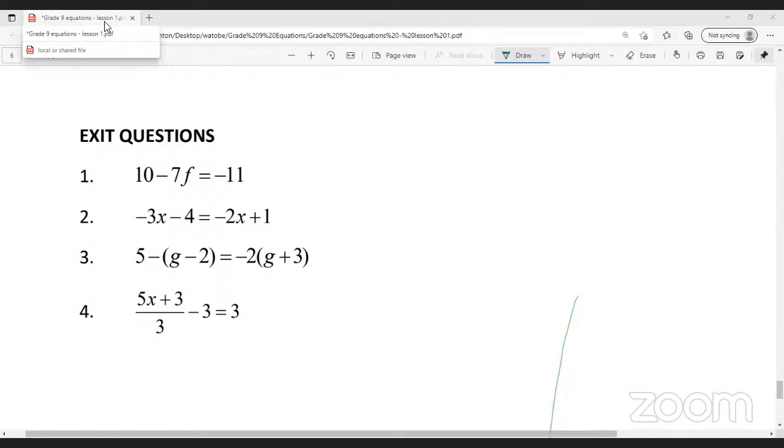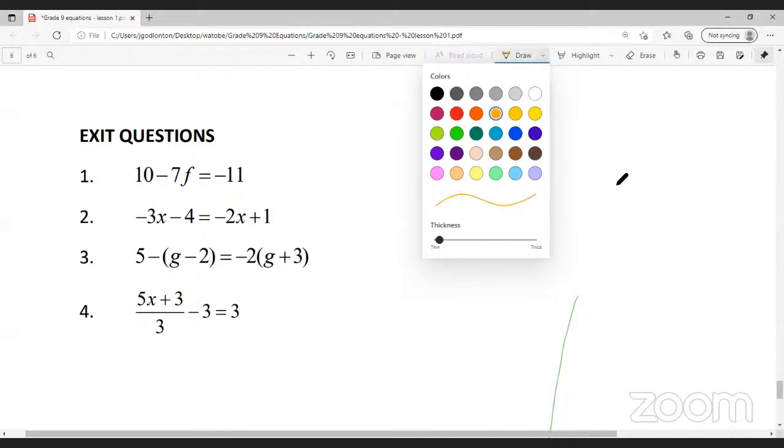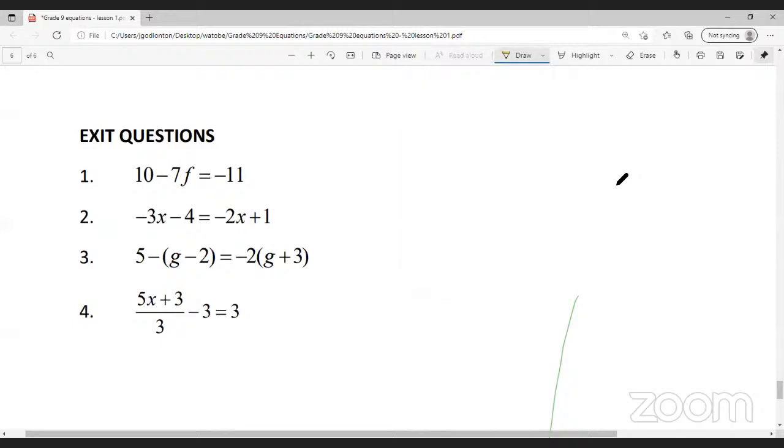Okay, let's start going through these. So Adeora, which question would you like to talk us through? Number 1, ma'am. Okay, great. Tell me what I could do for number 1. Okay, so you say 10 minus 7f. Yep. 10 plus minus 7f is equals to 11 minus 11.